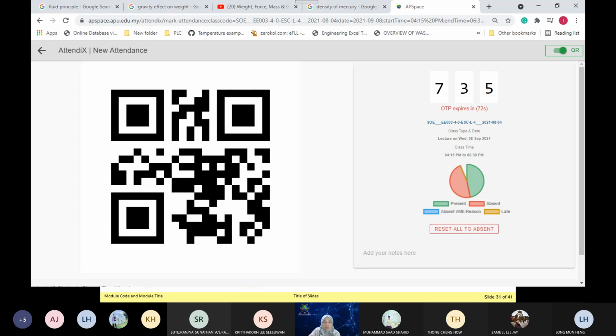Okay, from now on, you can try to find out what experiment you can do for the fluid principle you have entered. You can see some YouTube videos to help you in doing the assignment also. Okay, just keep some information in one folder.